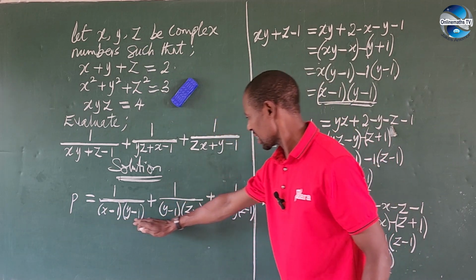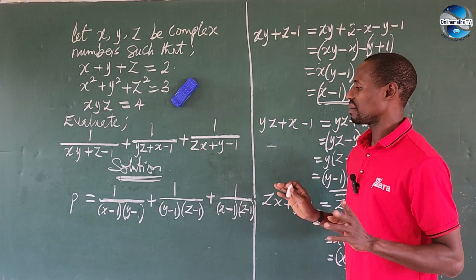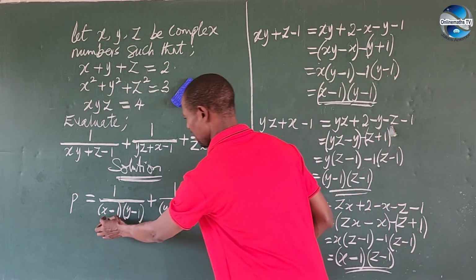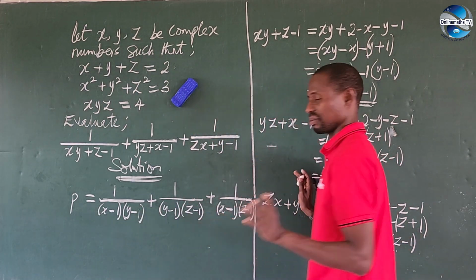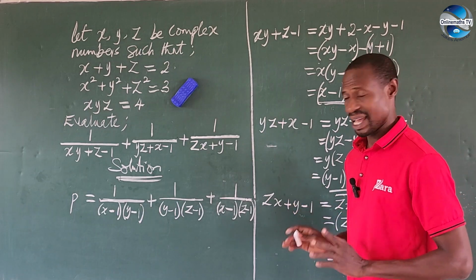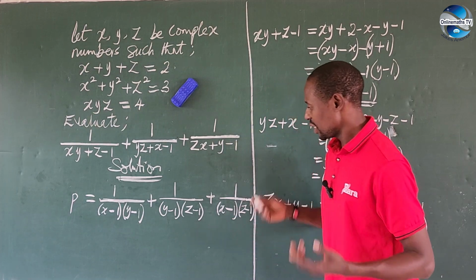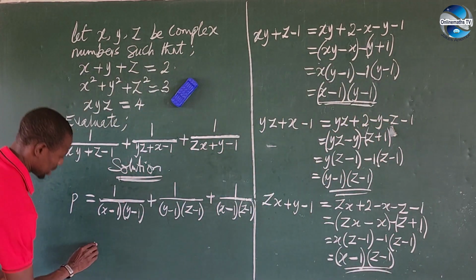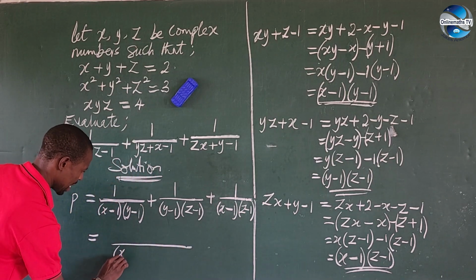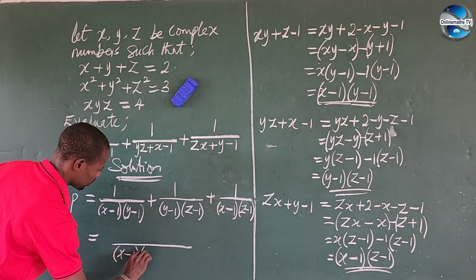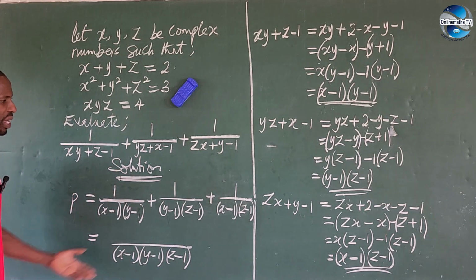So what are we doing next here now? We can now find the LCM of everything we have here. And if you look at the denominator, you discover that we just have 3 entities. What are they? We have x minus 1, y minus 1, and z minus 1. Those are the things we just have there. So the LCM automatically is going to give us x minus 1 into y minus 1 into z minus 1. So let's go ahead and write this. So this is equal to this all over bracket x minus 1, bracket y minus 1, bracket z minus 1. This is all we have from here now.